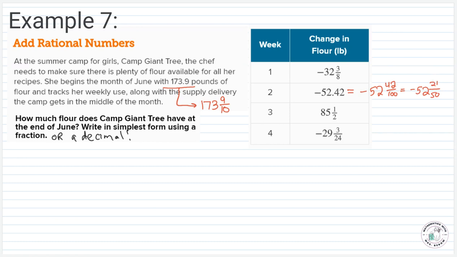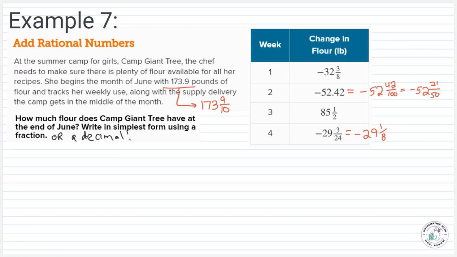And then we have that negative 29 and 3/24, which can actually be simplified because both of these can be divided by 3, and you're going to have negative 29 and 1/8. What's really nice about this is that now that I have all my fraction forms written out and reduced, I can see that week 1 and week 4 have the same denominator. So we can get those two taken care of first.